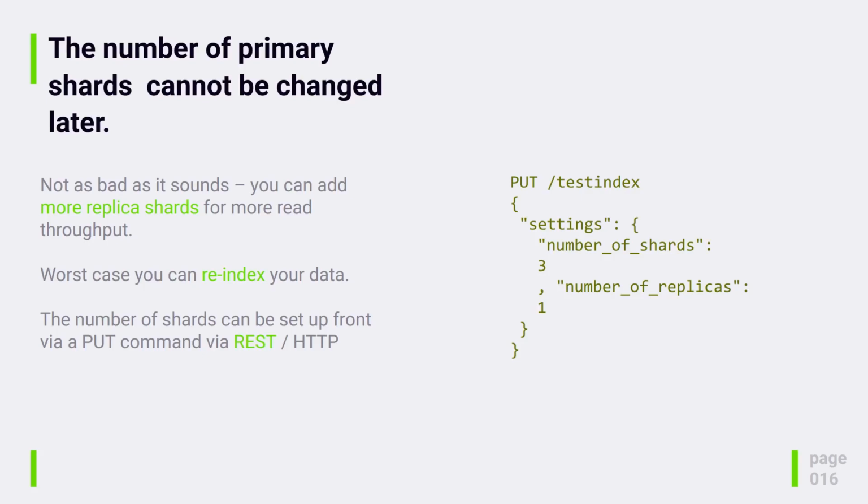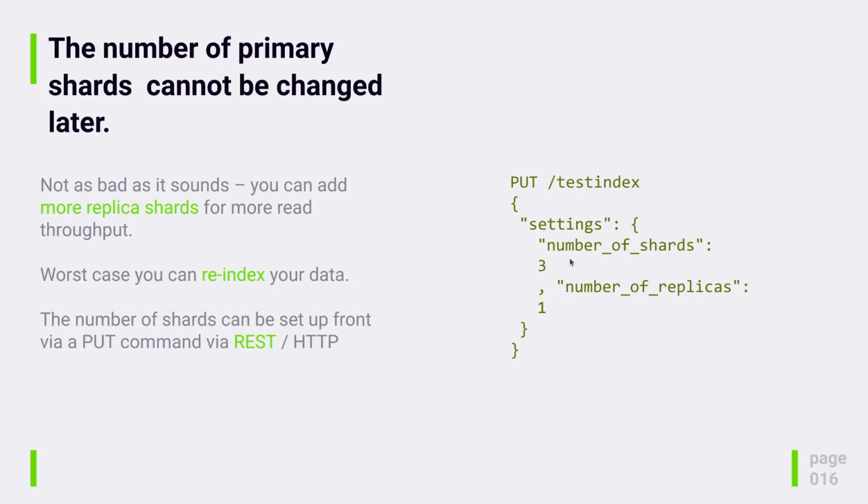So there is a solution. Basically there are two solutions. You can either add more replica shards, and it would increase your read throughput, or, if you want to change the number of primary shards, you need to re-index your entire data. Also, a quick mention over here.